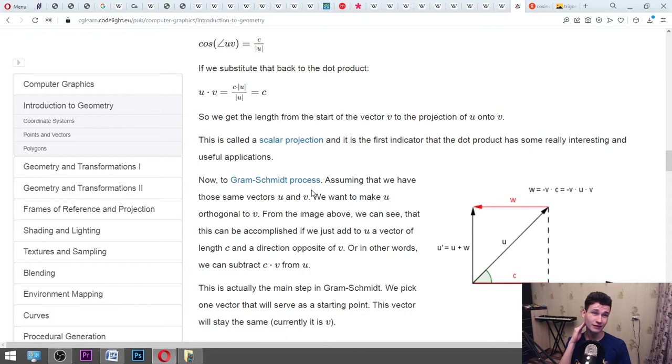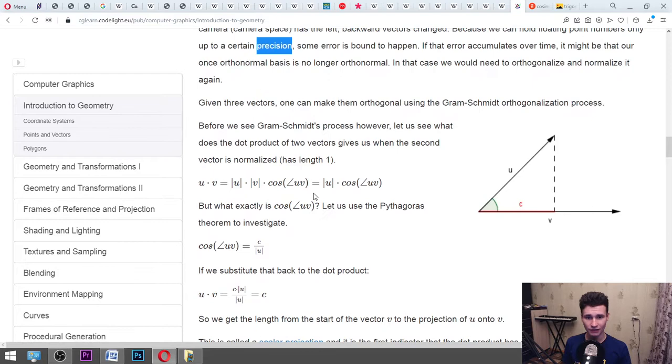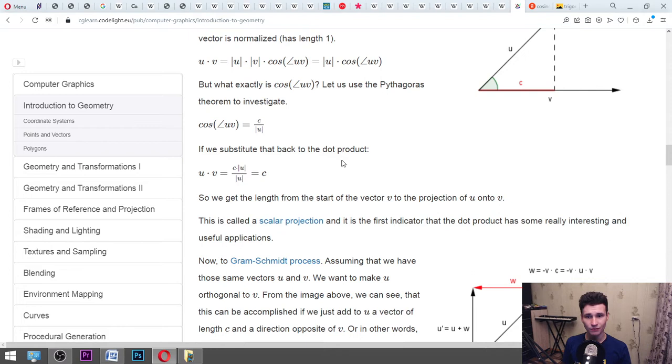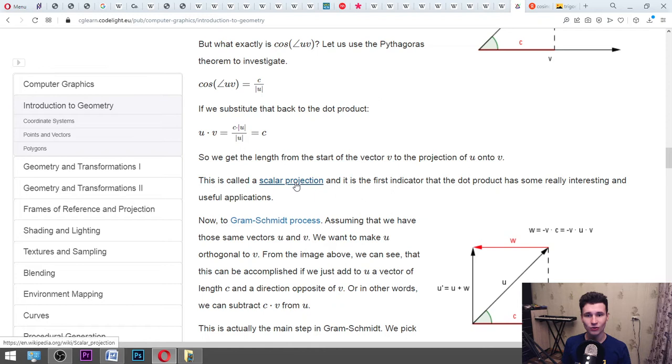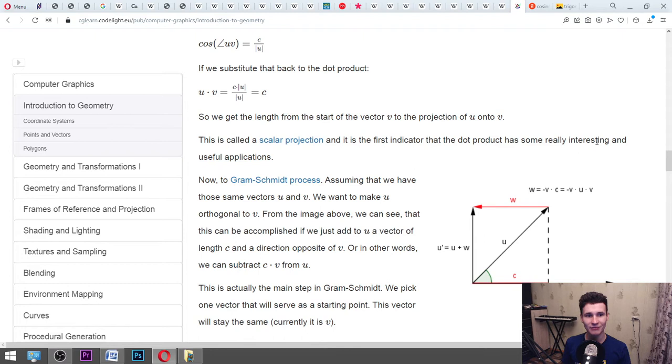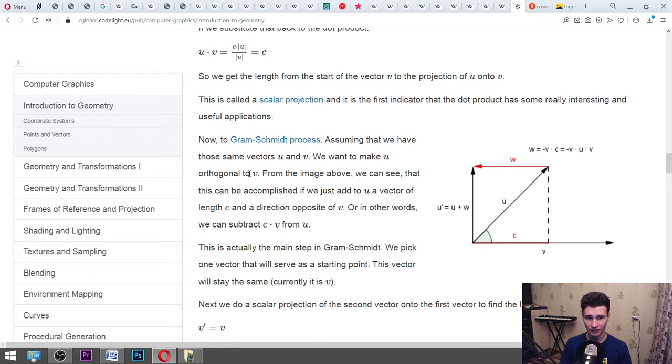Gram-Schmidt process, okay, we have here Pythagoras' theorem to investigate. If we substitute that back to the dot product, u, v, c, u, u, okay, so we get the length from the start of the vector v to the projection of u onto v. This is called a scalar projection, and it is the first indicator that the dot product has some really interesting and useful applications. Now to the Gram-Schmidt process, assuming that we have those same vectors u and v, we want to make u orthogonal to v.